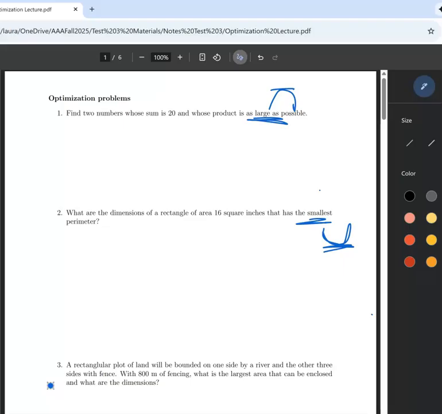Here we go. Two numbers whose sum is 20. So that means x plus y equals 20. Okay, so that's a constraint. That's what we're restricted by. The one we want to find as large as possible, you want to think, that's the one I want to take the derivative of and set it equal to 0. So it's product, so I'll just say p prime equals 0.